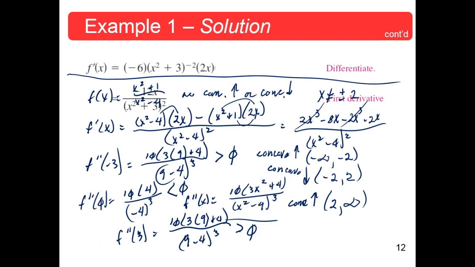Now the difference here is it's not a continuous function, because we knew from the very beginning that x cannot equal plus or minus 2. So you have vertical asymptotes at minus 2 and plus 2, and the function doesn't even connect there. Any questions on this? That was example 2, page 193.